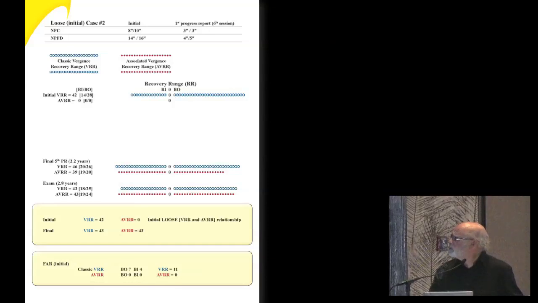Now here's where it gets interesting. Here's the divergence range. 42 prism diopter spread, 0. Any kind of stress was inducing a disparity and confusion. What happens at the end? And these are the last two. This is the progress report at 2.5 years, 2.8 years. The spread, 43 over 43. So here you see it. 42 over 0, loose relationship, and 43 over 43 for the final.